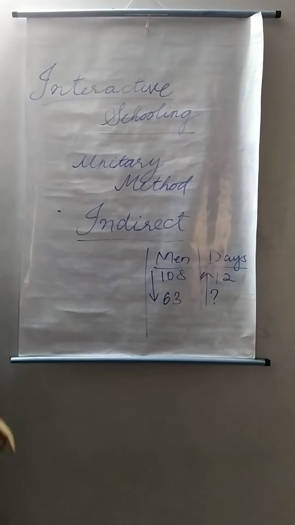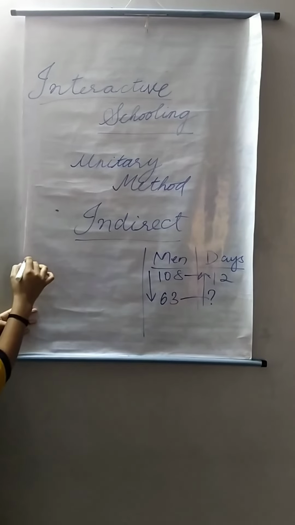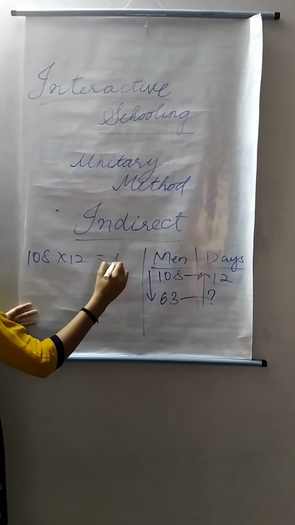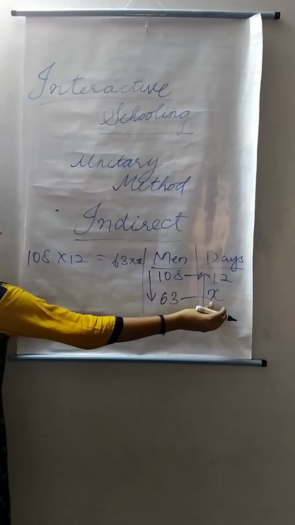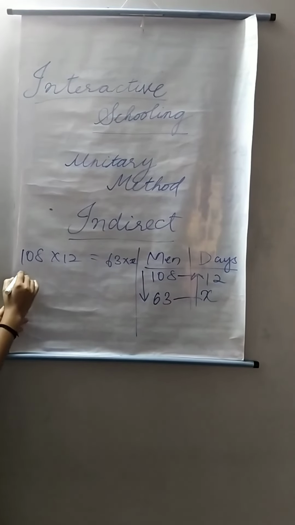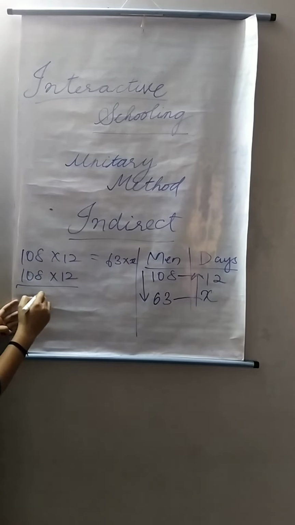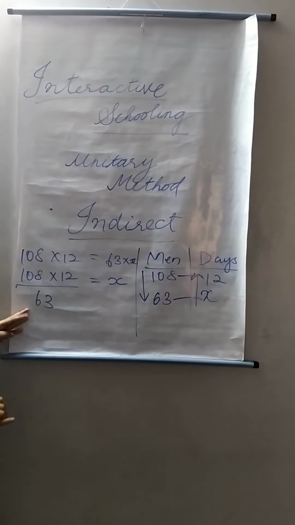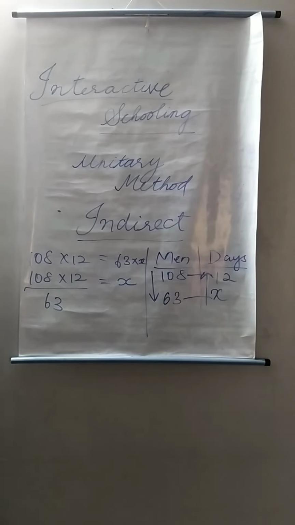How can we solve this? For this, you have to multiply the elements that are opposite to each other. So, 108 into 12 is equal to 63 into x. So let's change this into x. 108 into 12, the 63 has to become division when it comes here, is equal to x. So what is a common factor of both of these?